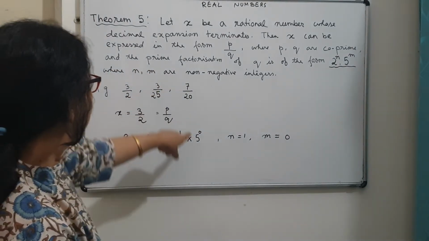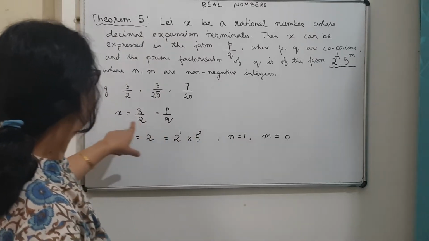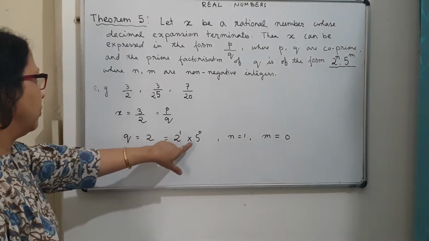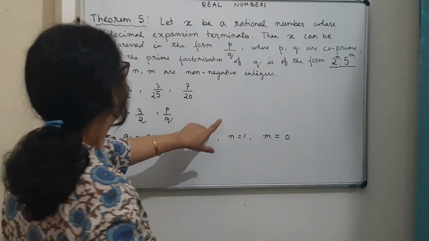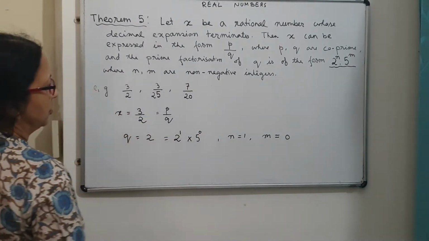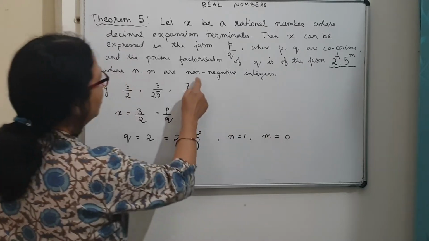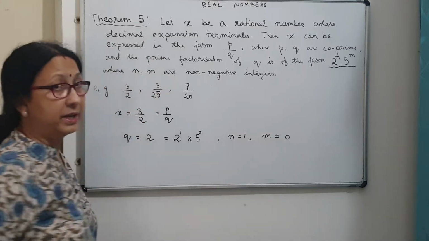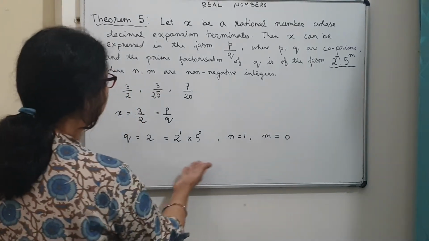So that's why q of this rational number, that is 2, can be expressed in the form 2 to the power n into 5 to the power m. And you see m and n have to be non-negative integers. Non-negative means it can be 0, but it cannot be negative. That is the meaning of non-negative integers.